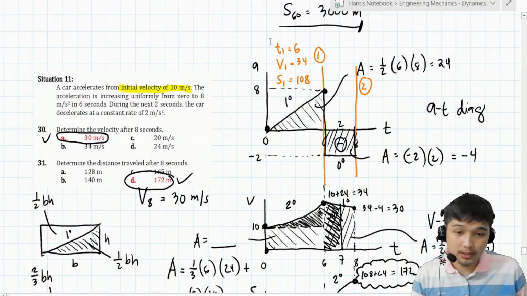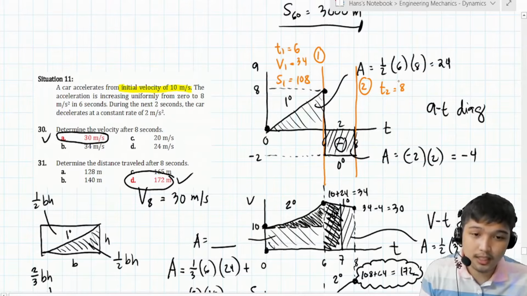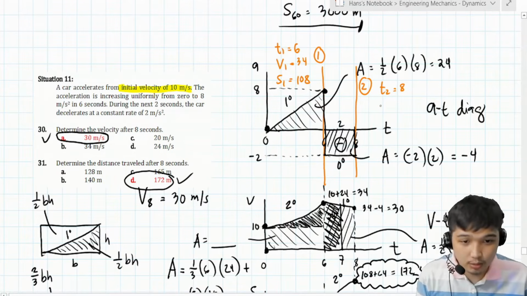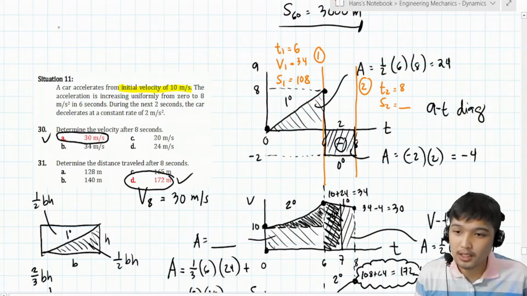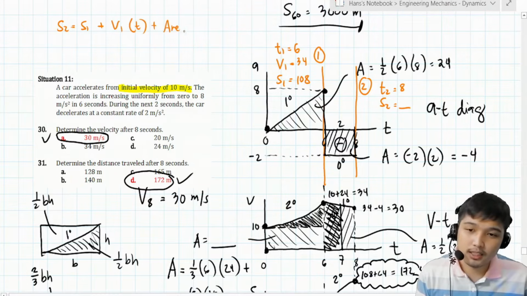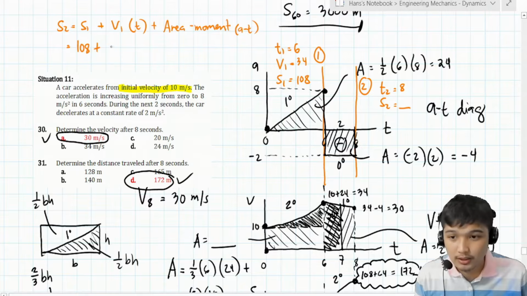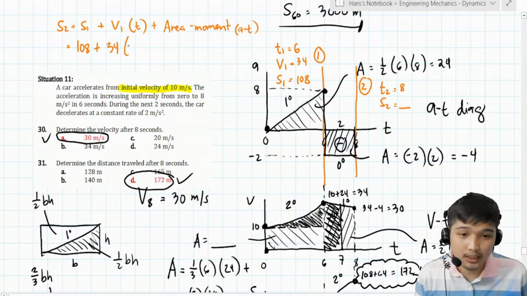So, let's say, for example, nag-start tayo at 6. Tapos, ito yung T2 natin, after 8 seconds na. Ano yung S2? So, using the same formula, S2 is equal to S1 plus V1 times yung time interval T plus the area moment nung acceleration time diagram. So, ano yung S1, guys? Nag-start tayo at 108. Ano yung V1? 34 na siya at that point. Ano yung time T? Time difference, that is 8 minus 6 or 2 seconds. And then plus, ano yung area moment?